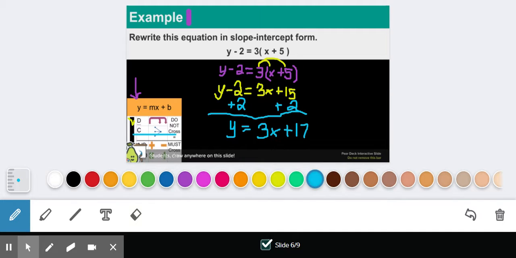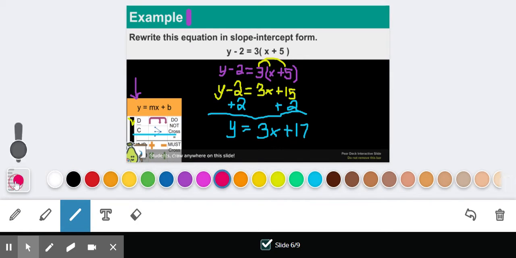Okay, so now I have gotten my variable isolated, so I don't really need to multiply or divide anything. I can go ahead and call this one done because I have solved. I have gotten into that y equals mx plus b form. I definitely have a value being multiplied by my x, so my m value is going to be 3. My slope for this is going to be 3, and my b value, my y-intercept, is going to be 17. So I'll give you just a second to go ahead and pause and work on your own or screenshot if you would like.